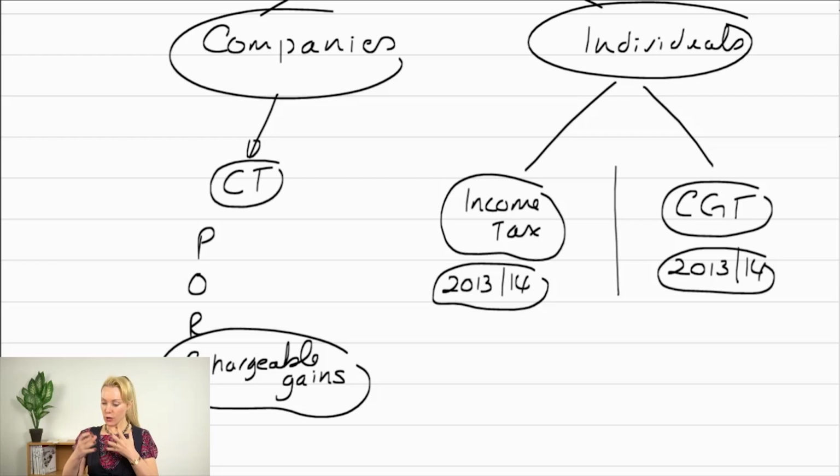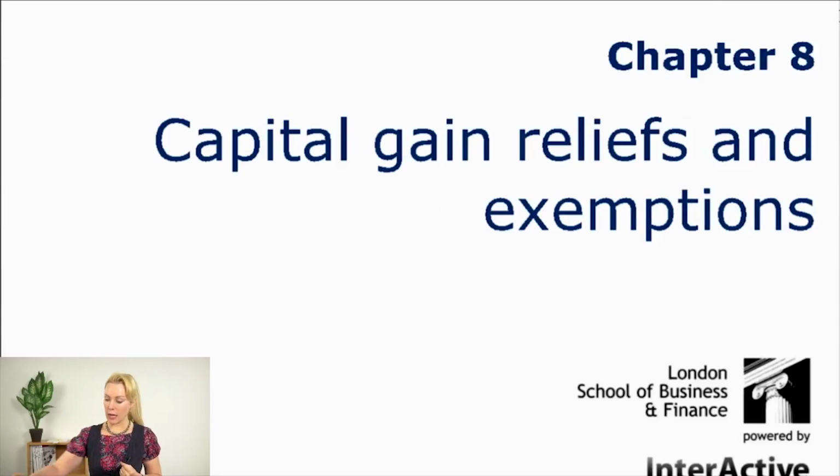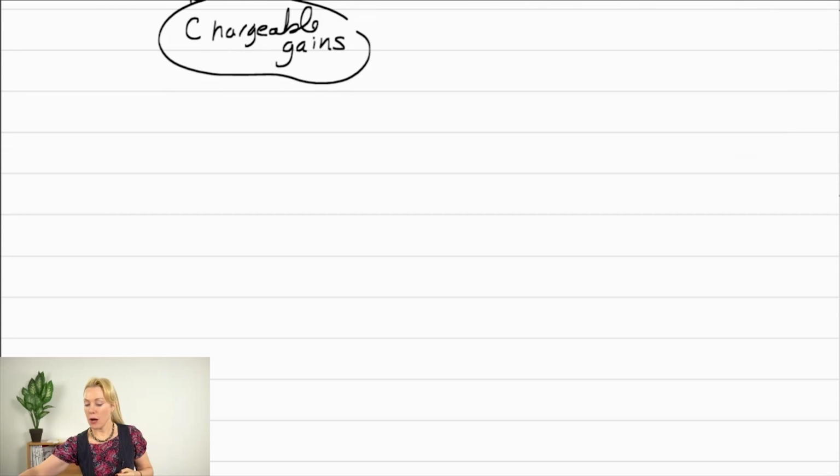So where we've reached in our journey is looking at this chapter, which is called Capital Gains Relief and Exemptions. And one of the things that you've got to realise is the general rule: if a person, or an individual for that matter, disposes of a chargeable asset, then chargeable gains are realised in the tax year of disposal.